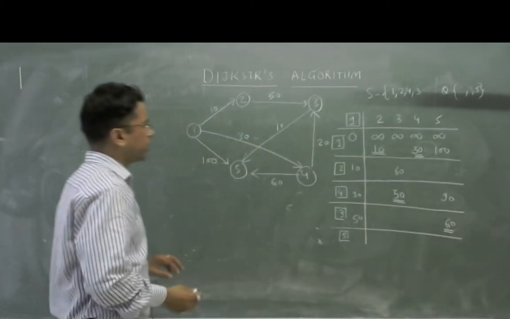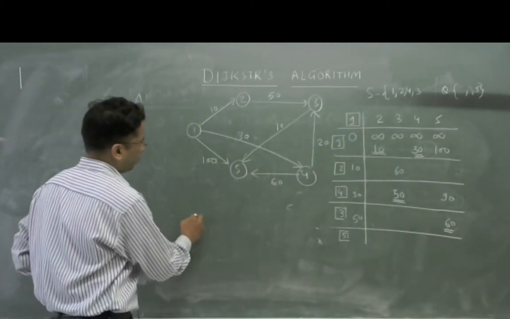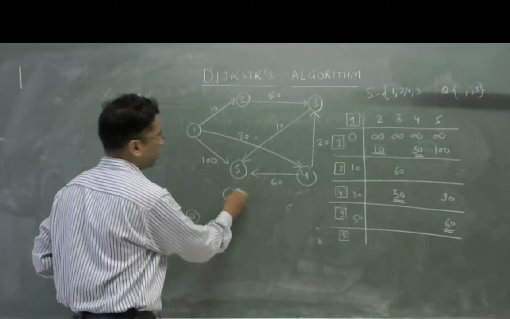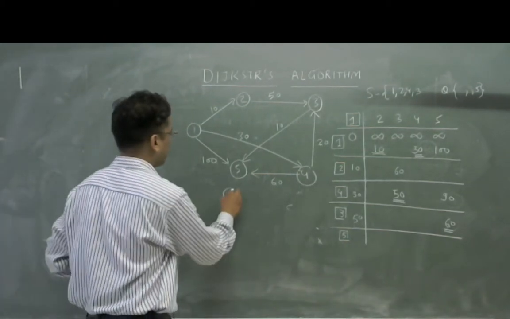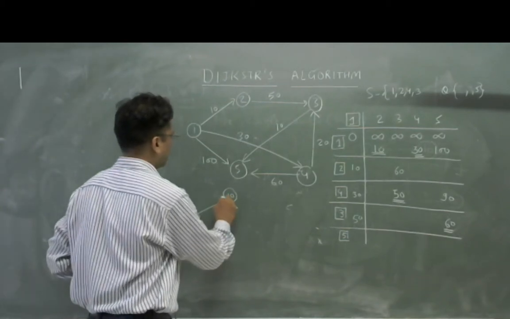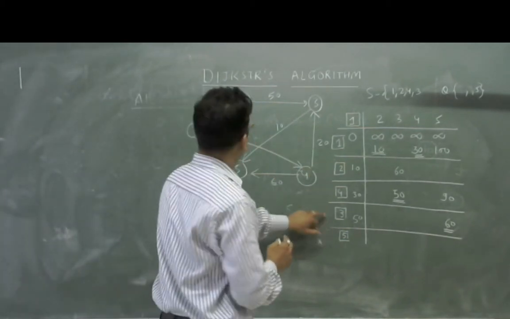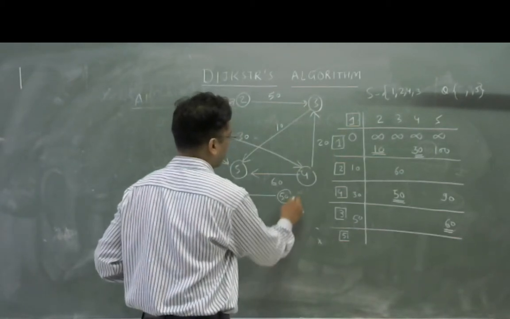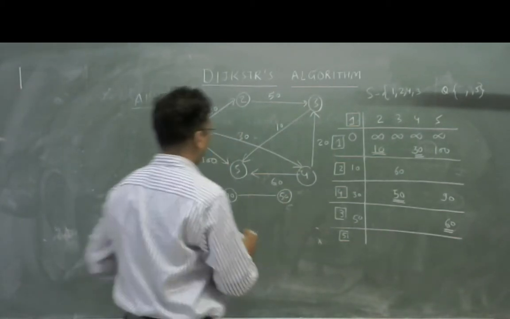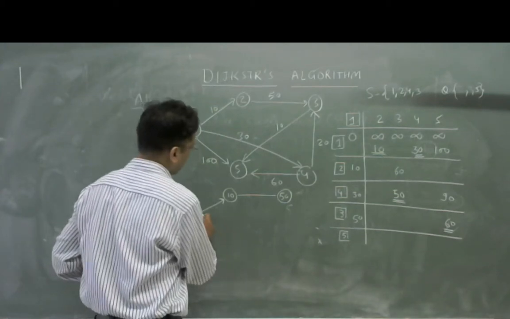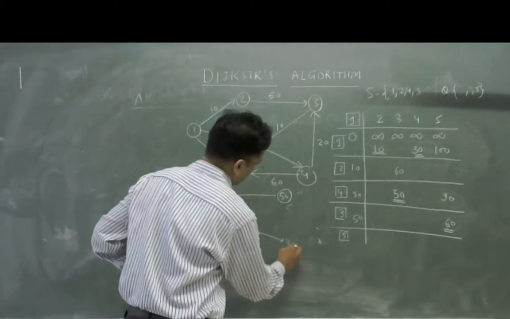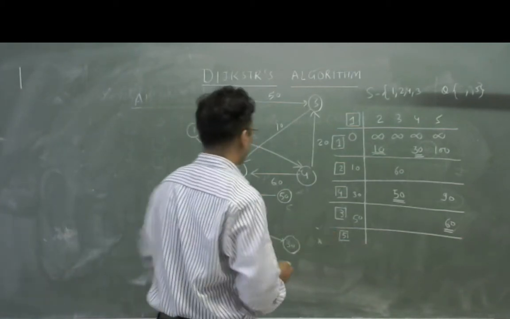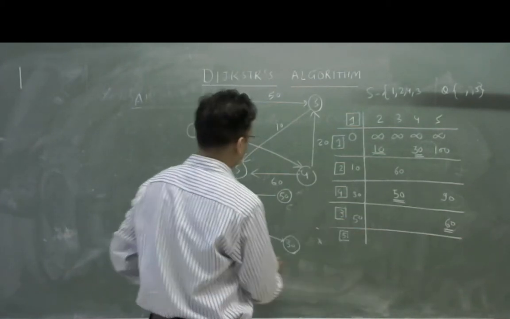So by drawing the graph we can say that the values are 0, node number 2 at distance 10, node number 3 at value 50, right? Node number 4 at distance 30, and node number 5 minimum distance is 60.